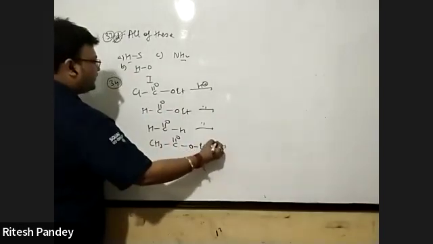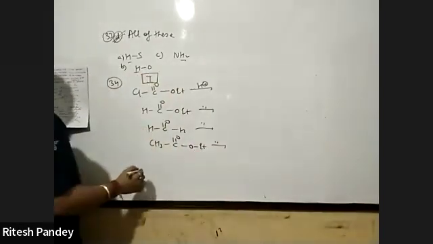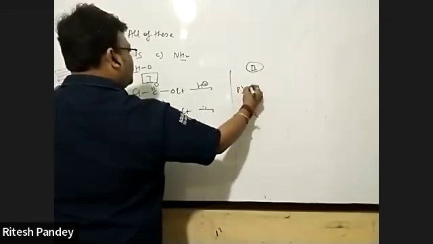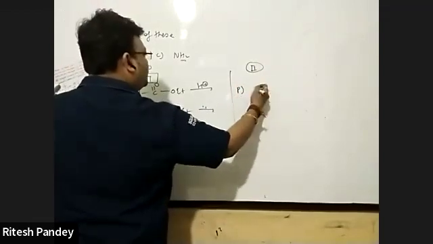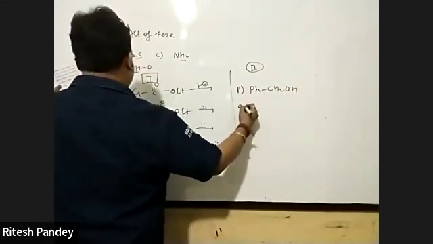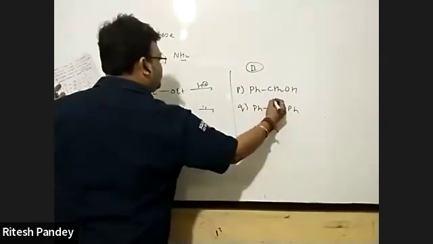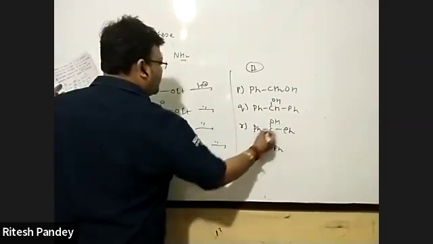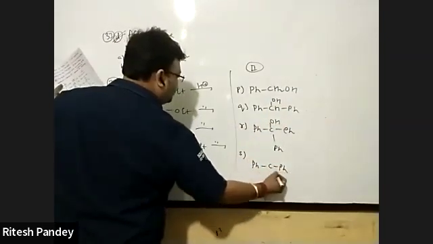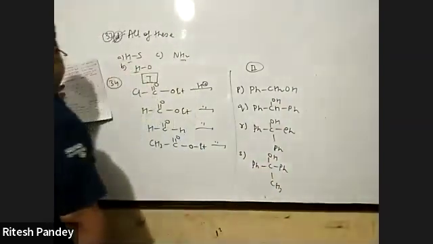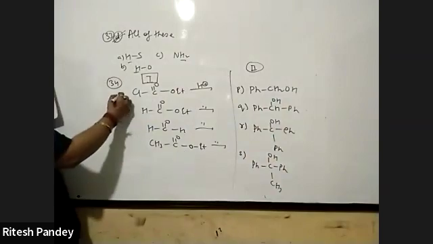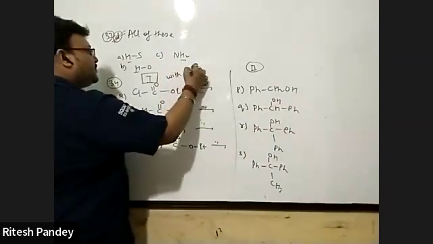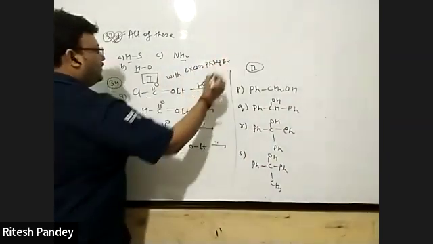So this comprises column 1 and column 2. Column 2 is about P, which is PhCH2OH, Q is PhCH2OH, R is this triphenyl methanol, and S is again a 3-degree alcohol of this kind. So A, B, C and D are all reacting with excess phenyl magnesium bromide. Come on, tell me.